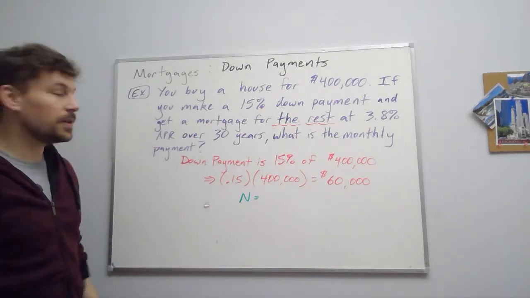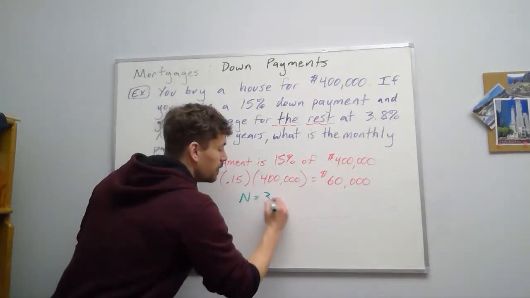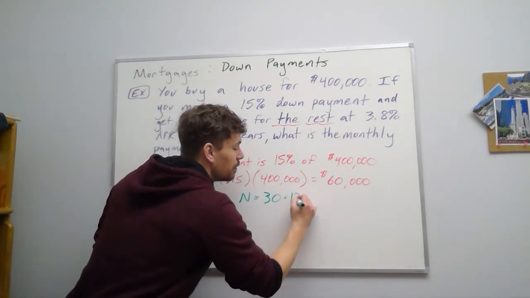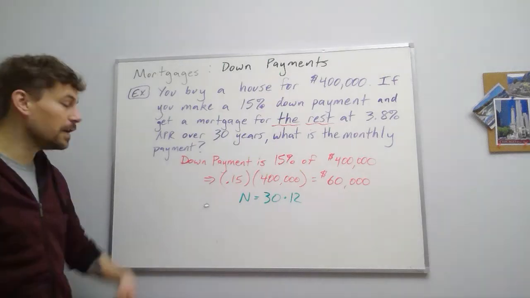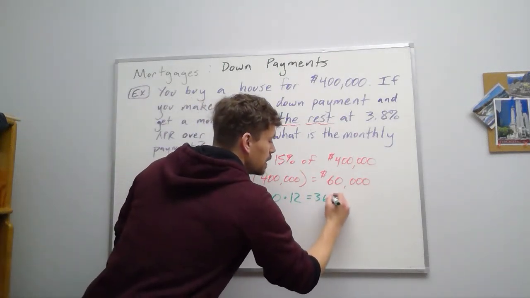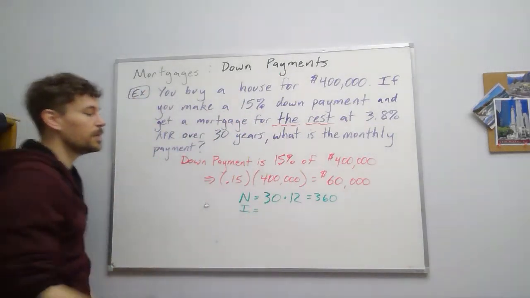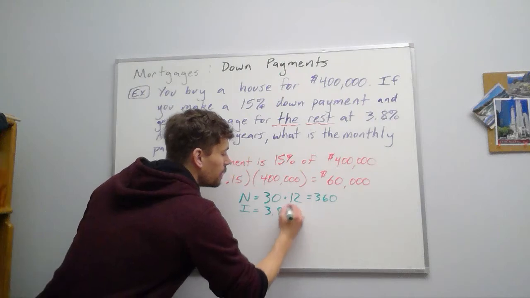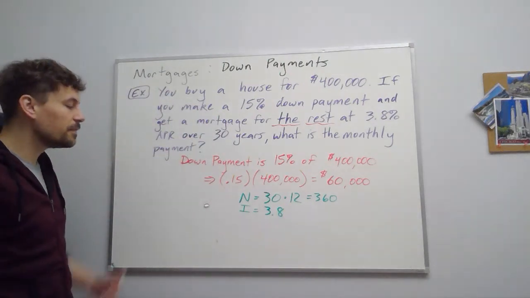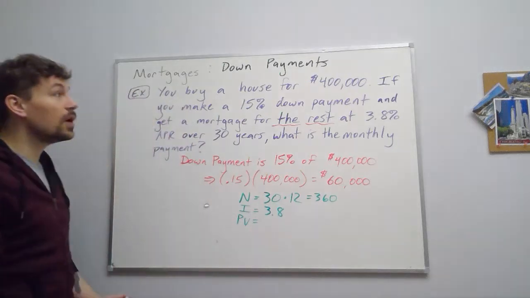So N, first of all, the number of payments we're going to make. Well, we're staying there 30 years, and we're making monthly payments. So 30 times 12, punch that in, your calculator will tell you that this is 360. I, our interest rate, is going to be the 3.8% that we have.